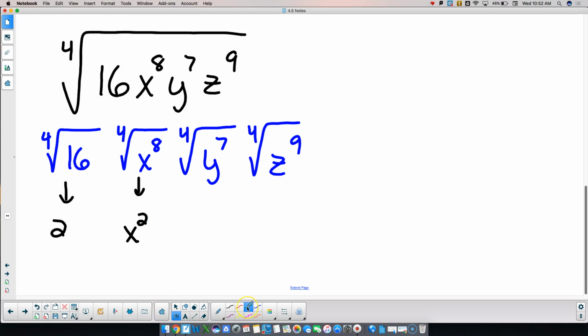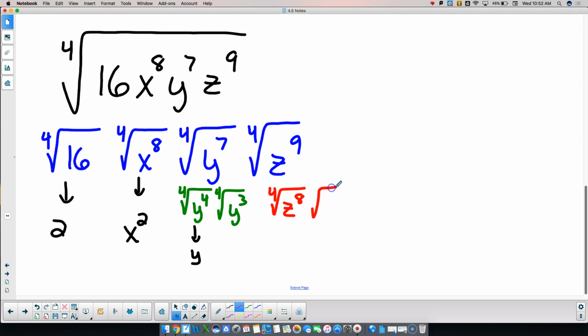This one I would break up into the fourth root of y to the 4th and the fourth root of y cubed, because then this becomes y. This one I would break up into the fourth root of z to the 8th and the fourth root of z, because then this becomes z squared.